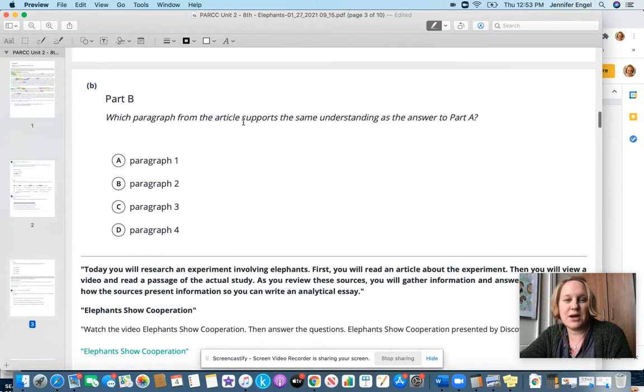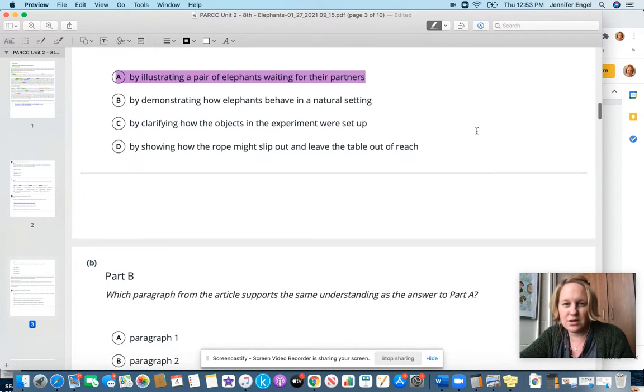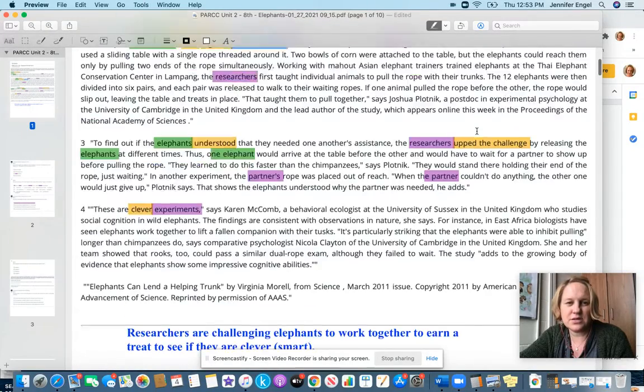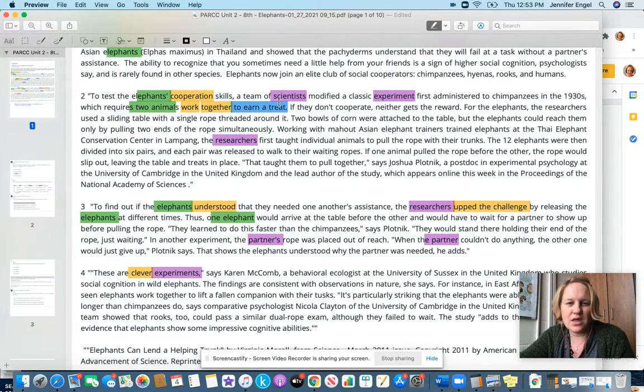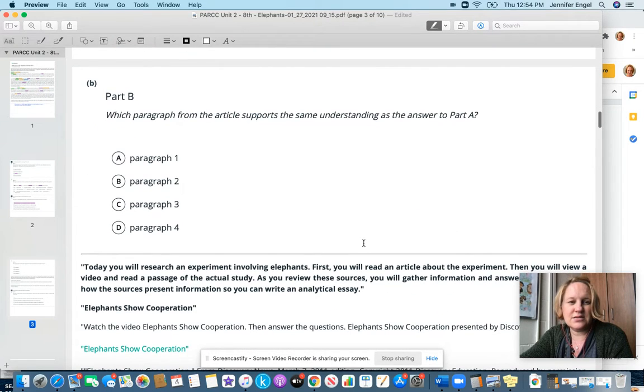All right, it says part B, which paragraph from the article understands? So we're looking for waiting for their partners. Let's see. Understand, elephant, partner. I'm going to say 2B is paragraph 3. So what letter is that? That is C. Let's see if I'm right or not. So 3, that's equal to C.